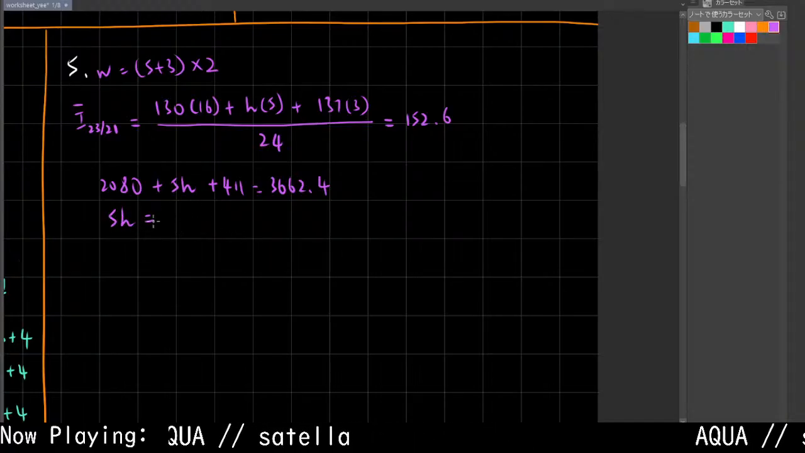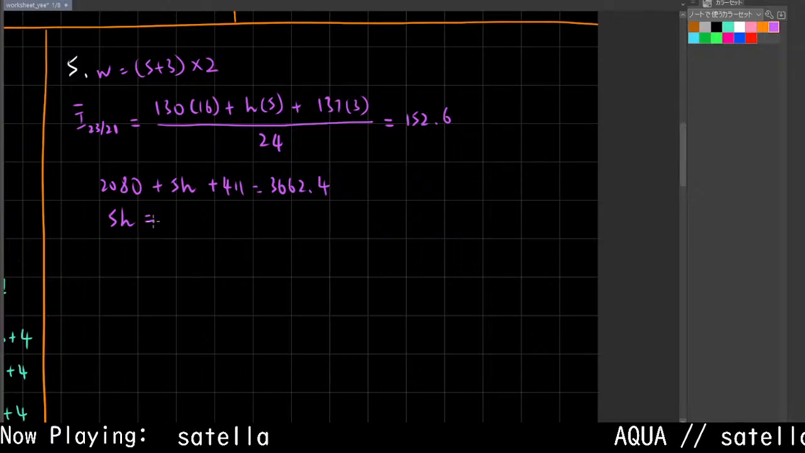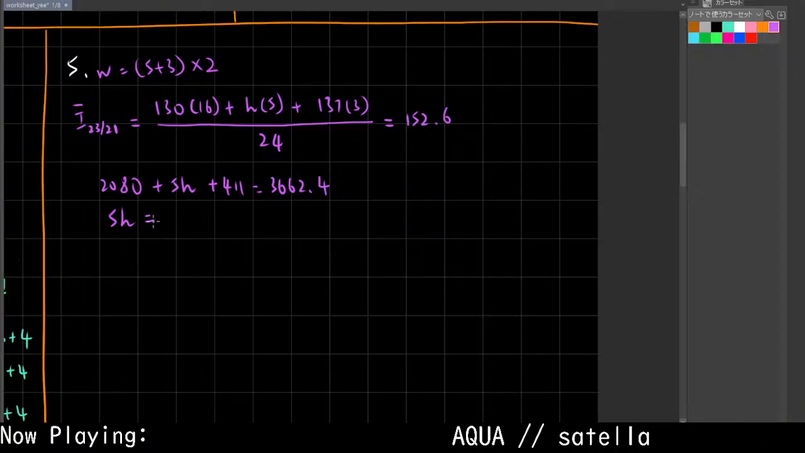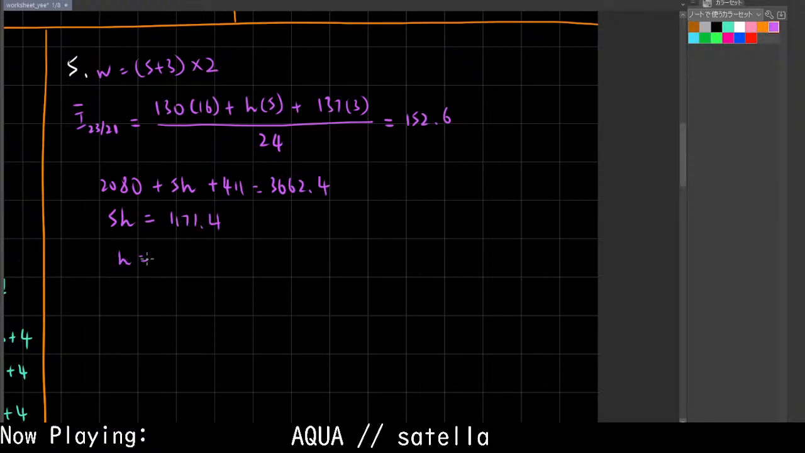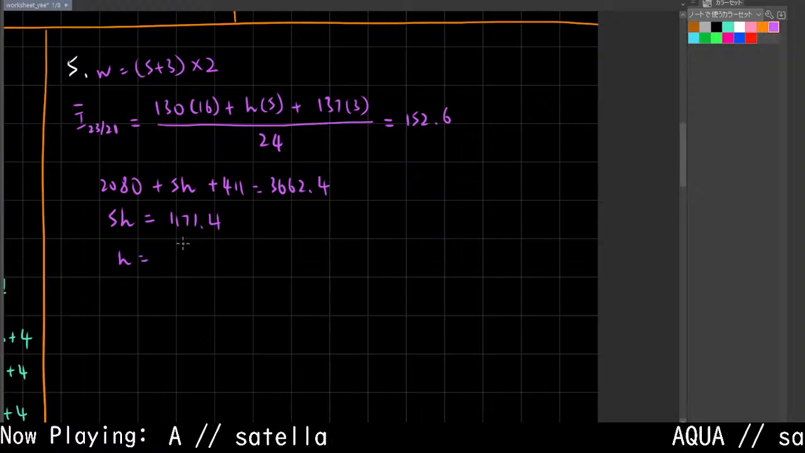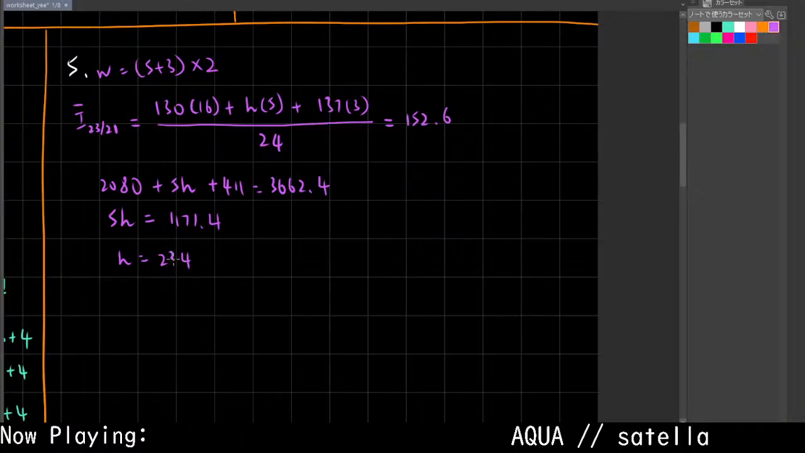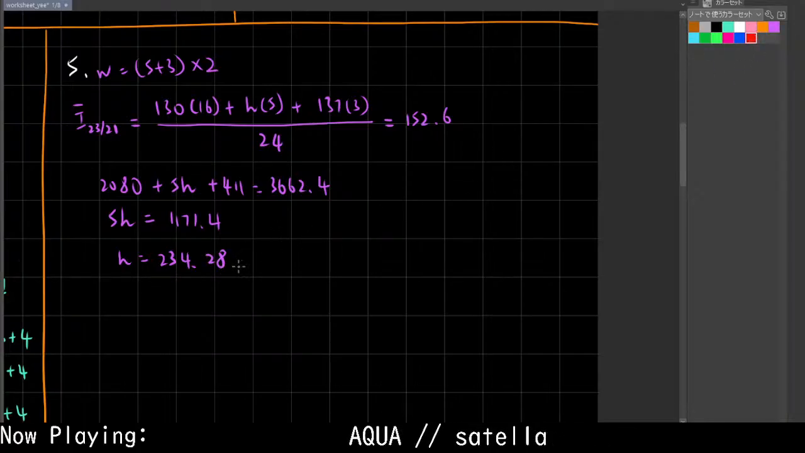Then 5h equals all this minus out. So you get 1171.4. Therefore h is equal to this divided by 5. You get the answer to be 234.2.